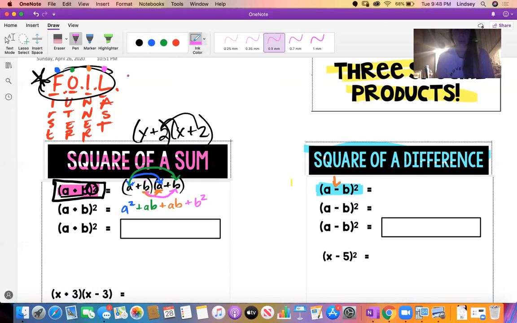All right, now we would simplify. So we're just going to combine our like terms. I see that I have an AB and an AB. So my final answer, I would bring down my A squared, plus I have a 1AB plus 1AB, that's 2AB, and then I have positive B squared. And that would be it in simplest form. So just for those of y'all that are keeping up with the notes, at this point we combined like terms.